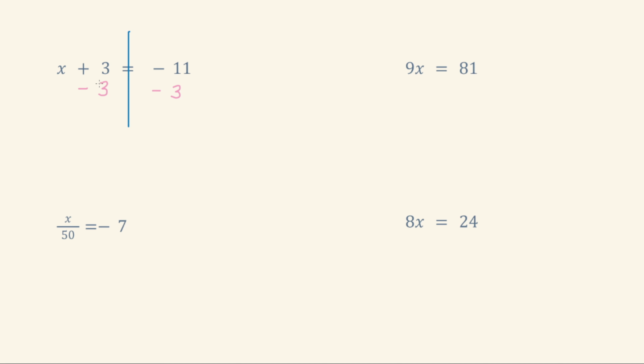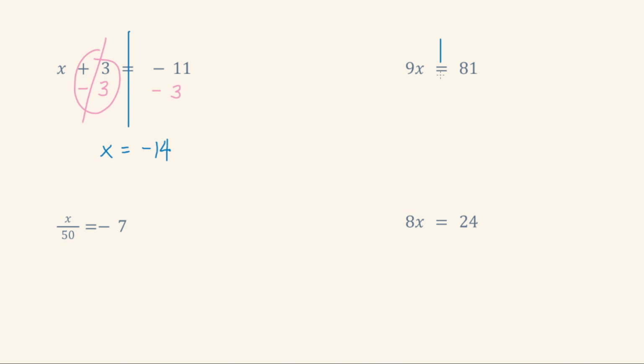Now on the left side of my equation, this 3 and this minus 3 are going to cancel out. So I'm just going to do that here. As you can see on the left side of this vertical line, all I'm left with is x. And on the right side of my equation, I have minus 11 minus 3. That's going to be negative 14. Now on to question 2 here.